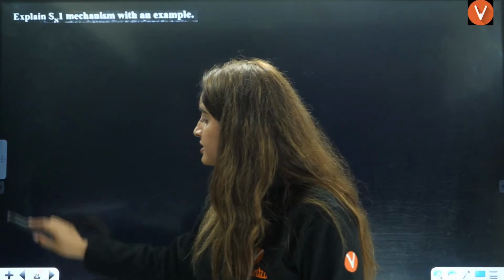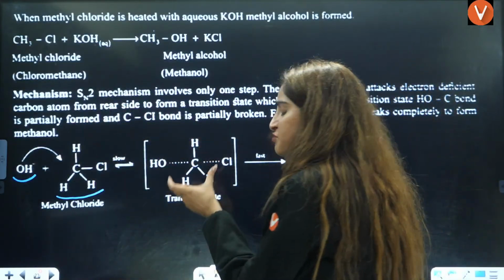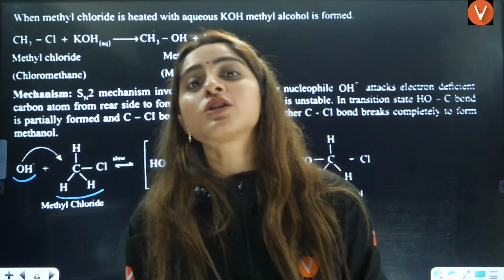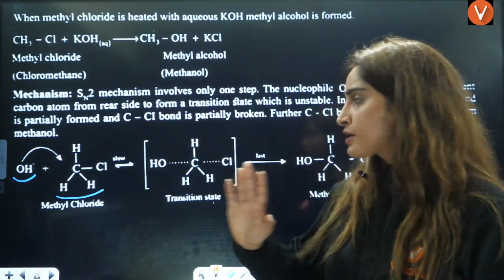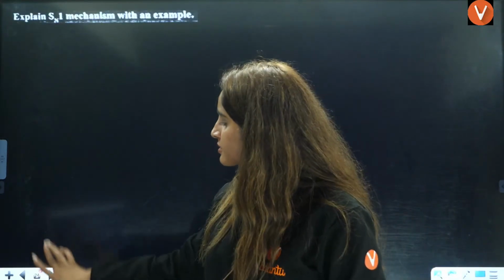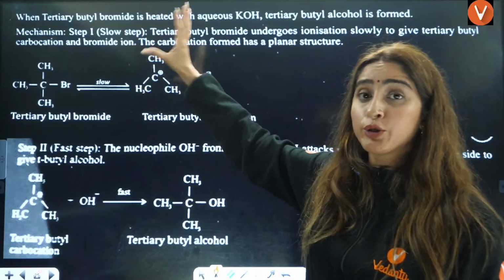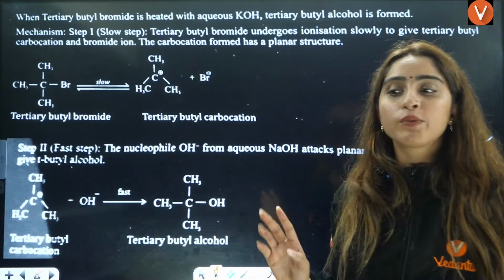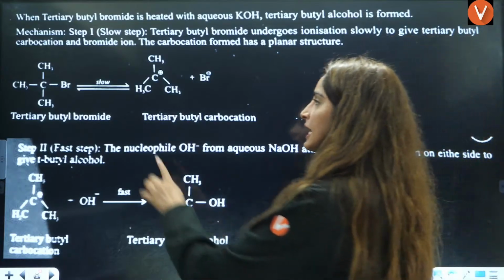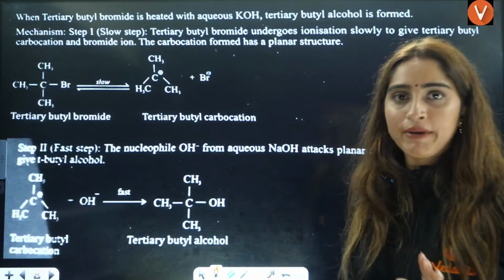Beta, this is one step. Some students say, ma'am, it is 2 steps. No, because this transition state is not at all stable, so that is not considered as 2 steps. This is 1 step only. The carbocation is still more stable as compared to the transition state. Then you will come to the second step. Firstly, it will break up with the halogen and you will have a carbocation formation.